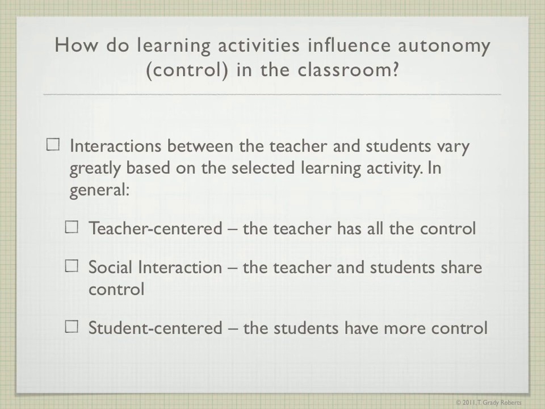So let's talk for just a moment about how these different types of learning activities influence autonomy or control in the classroom. The types of interactions that happen between the teacher and the students are going to vary greatly based on the types of activities that are happening in the classroom. So in general, in teacher-centered activities, the teacher has all the control. In social interaction activities, the teacher and the students share control. And in student-centered activities, the students have more control. Now notice that I didn't say the students have all the control, because ultimately the teacher still does have some control, some responsibility, but in those activities the students do have more control.